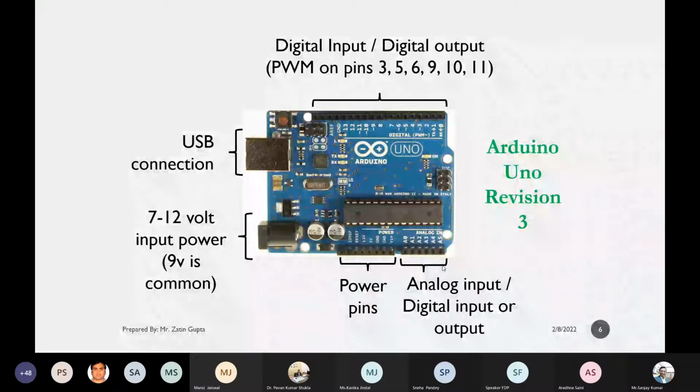Means if we have a component that can provide analog input, we can connect that component in the analog port, and if we have another component that needs digital output, then we can connect that to the digital port. So we can receive analog and provide digital. Also, we can receive digital and provide analog output.